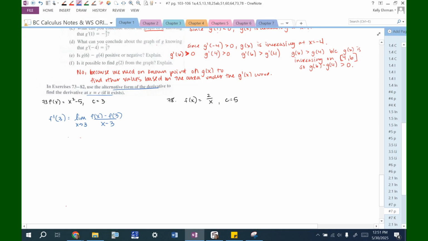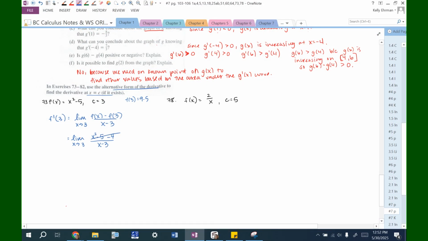I like to set it up like this first for two reasons. It makes me practice this limit definition, which we don't use all year, so I, even myself, need practice with it. But also, it just helps me from making a mistake or leaving something off. So now I'm going to put in what f of x is. It's x squared minus 5 minus f of 3. What do you get when you plug 3 into this? Do that off to the side. 9 minus 5 is 4, over x minus 3.